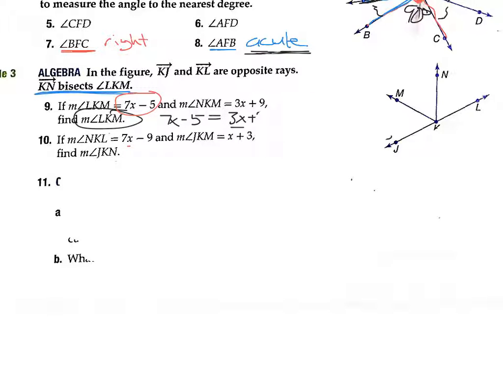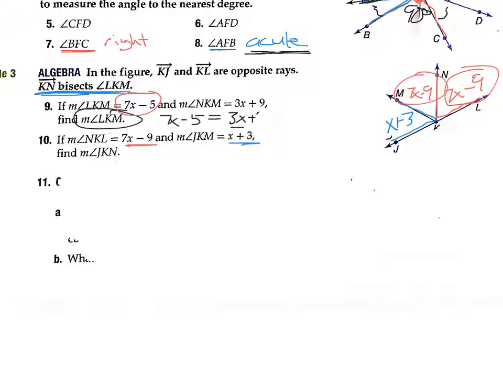So right here, I'm going to put this in for NKL. So NKL is right here. So that's 7x minus 9. And JKM is x plus 3. Okay, now remember, we said at the beginning that KN bisects LKM. So KN's right in the middle. So what that means is, again, this would be 7x minus 9, because these two have to be the same.